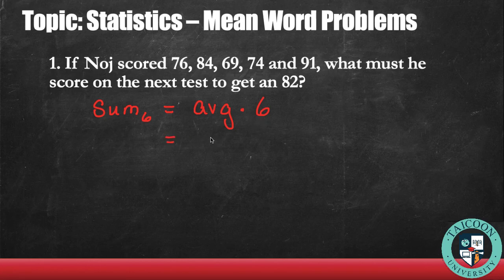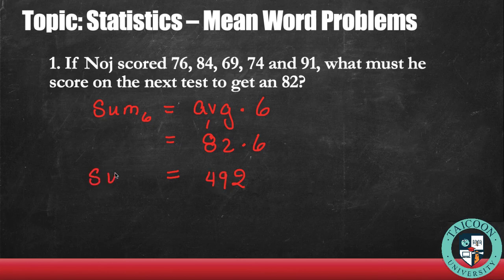So we're going to multiply 82 times 6. This is going to give us the sum of all 6 test scores. Remember, we don't know what that 6th test score is, but it would be helpful to us if we knew what the total sum needs to look like. When we multiply 82 times 6, of course we start off by multiplying 6 times 2, which is 12, and I'll carry the 1. And then 6 times 8 is 48, plus 1 is 49.